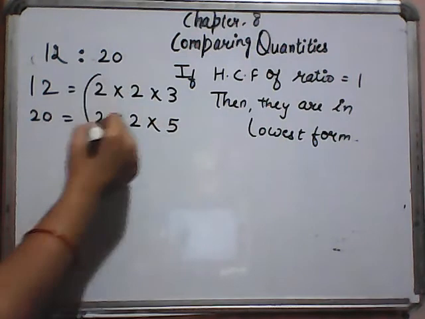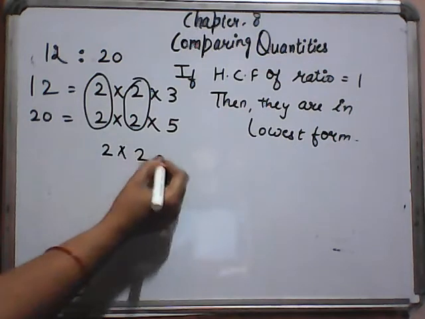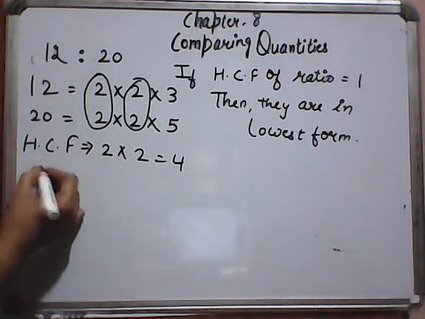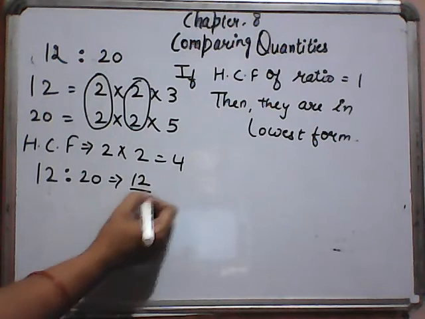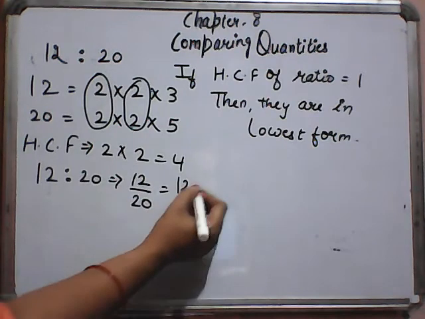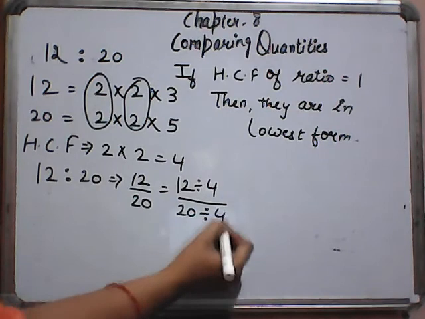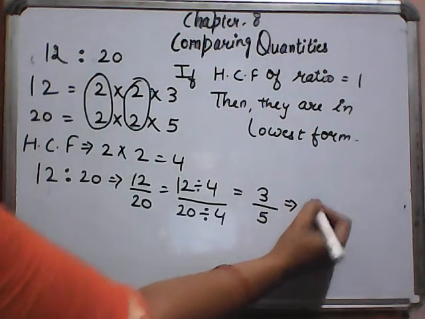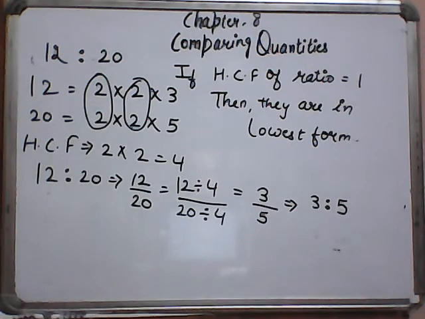Now 2 multiplied by 2 is equal to 4. It is the HCF of 12 and 20. Next step is, 12 ratio 20 can be written as 12 divided by 20. Now divide the numerator by their HCF as well as the denominator by their HCF. 12 divided by 4 is 3. 20 divided by 4 is 5. Now 3 ratio 5 is the simplest form, or you can say lowest form of 12 ratio 20. In this way you can find out the lowest form.